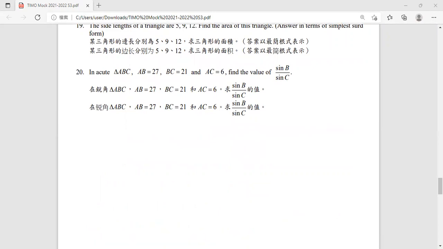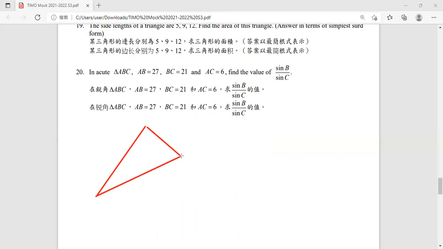Now question 20. In triangle ABC, AB is 27, and the sides b and c are given. Actually, this one is also straightforward, nothing special, but the problem is that you can't do the one at the moment. But actually, if you are smart enough, you will find the question.